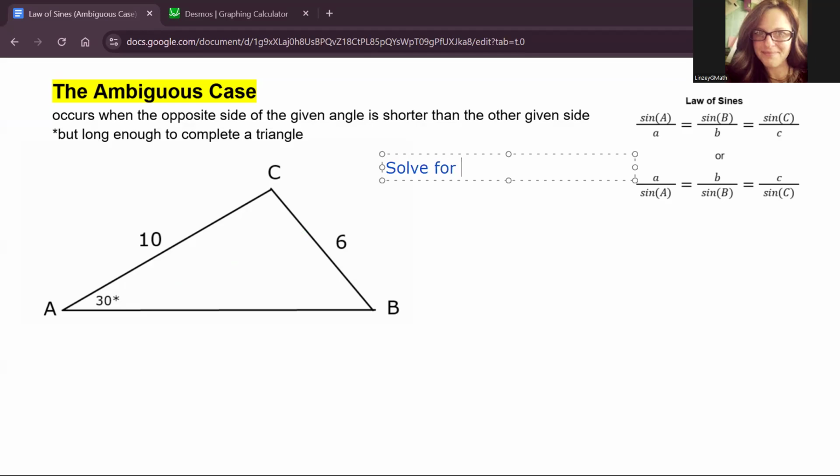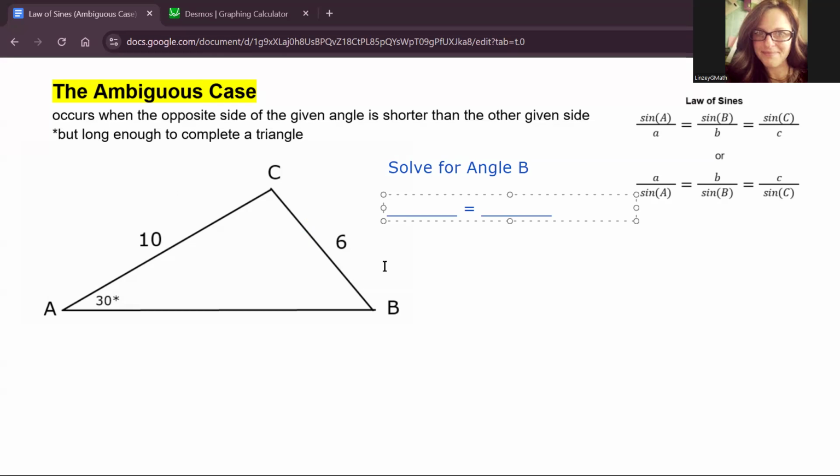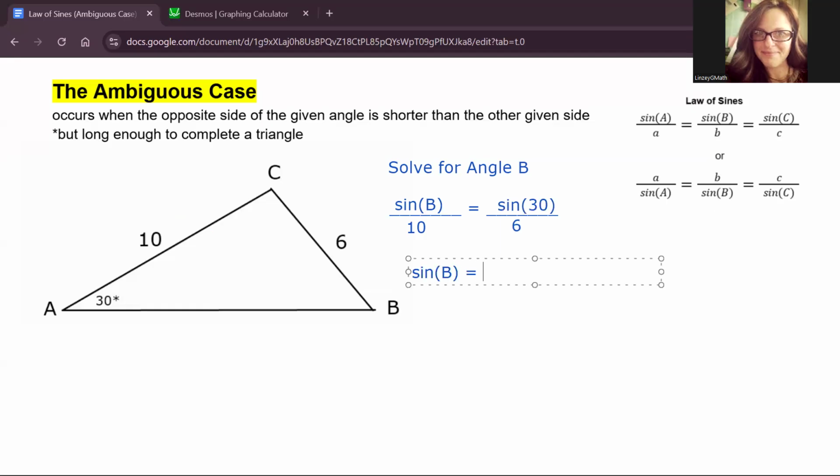I'm going to start by solving for angle B. We'll set up our law of sines, and we get sine of angle B over side B. Side B is 10, the side opposite the angle. And this is equal to sine of angle A, 30 degrees, over side A. And we'll solve for angle B.